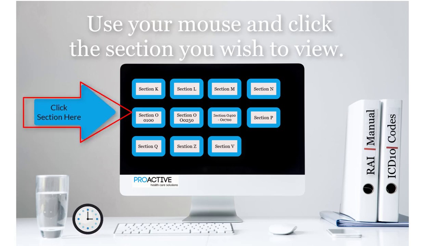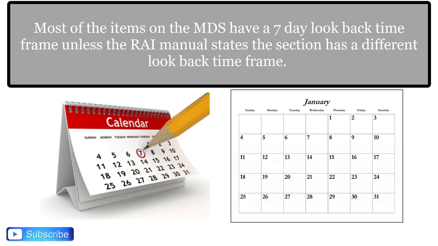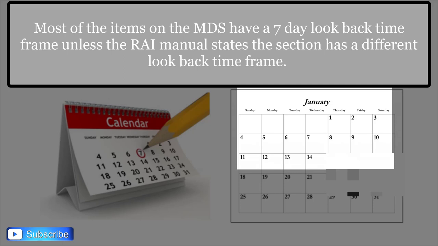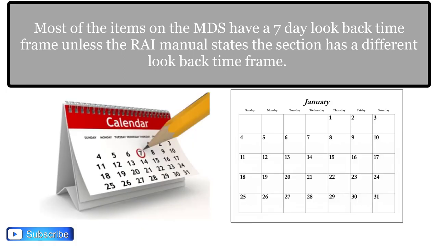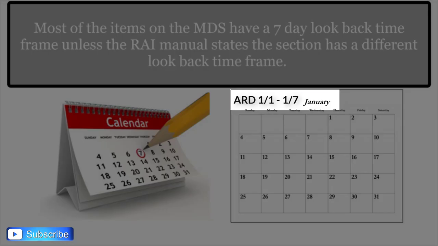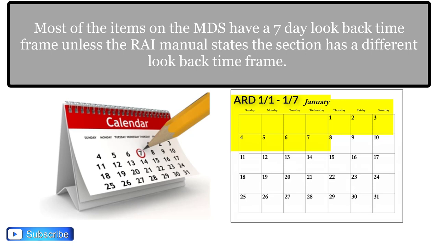On this screen, you have section K through V. You can click any section on this page and it will take you to that time frame so that you can review it. Many of the sections on the MDS have a 7 to 14 day look back time frame. The RAI manual tells us that if there is not a time frame specified in that section, then we are to use a 7 day look back period, unless that section of the MDS says otherwise. In this example, if our ARD was January 7th, our look back time frame would be January 1st through January 7th.